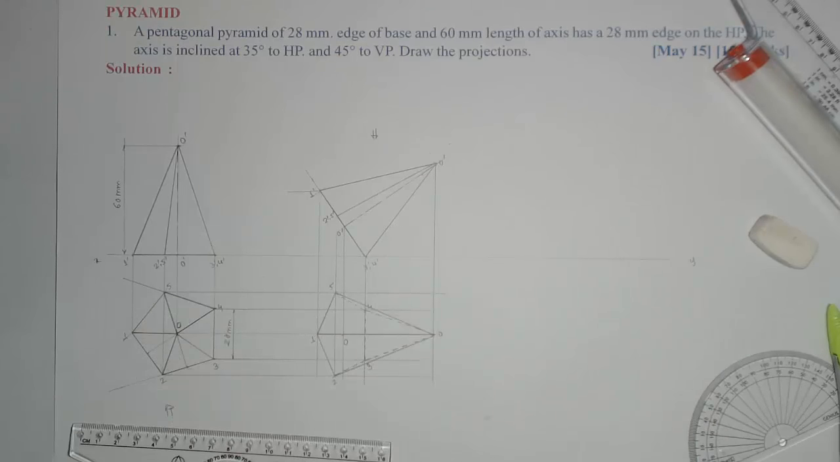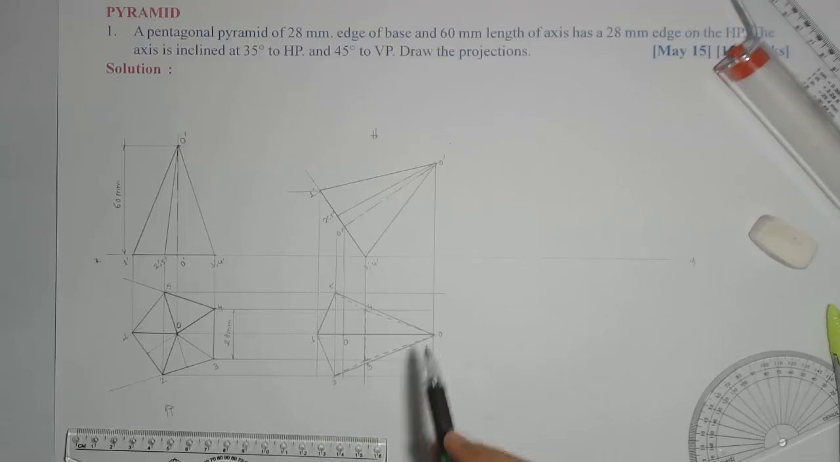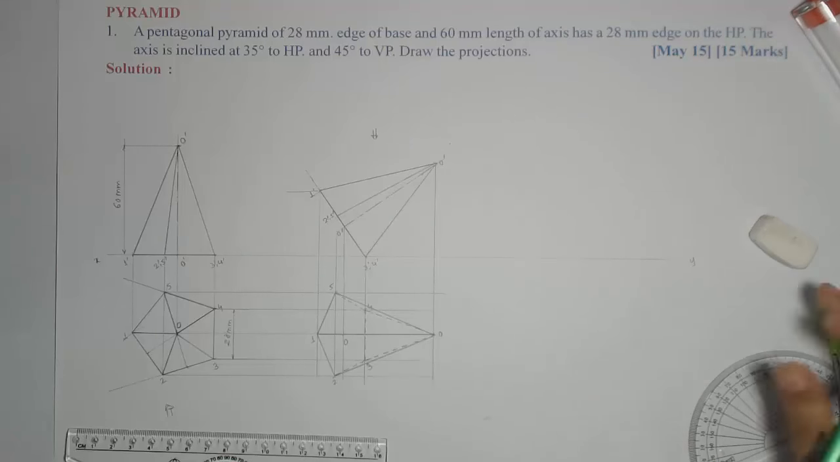Now the last thing remaining is marking the axis. Here the axis is O to O, that should be shown by long dash and short dash, but already 1 to O, the slant edge is coinciding with the axis, so preference will be given to the dark edge. Now we'll move to the third stage.